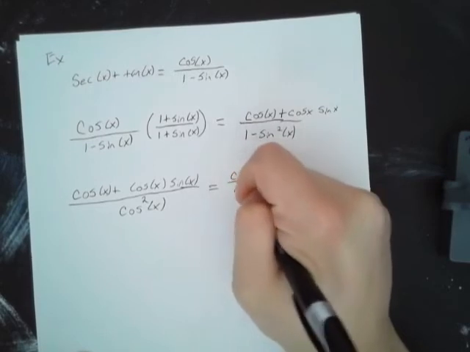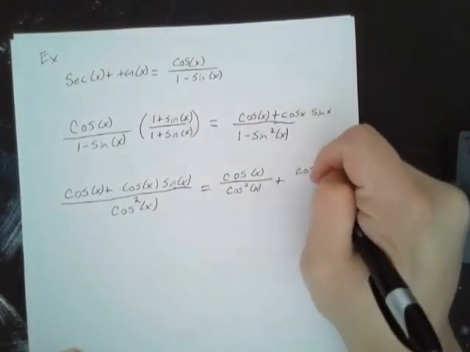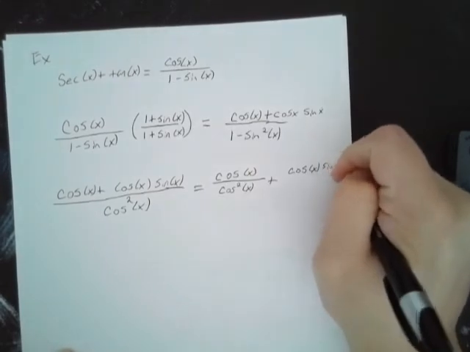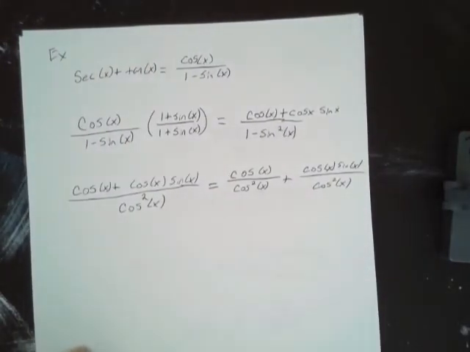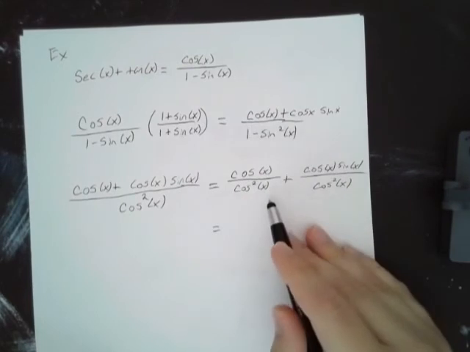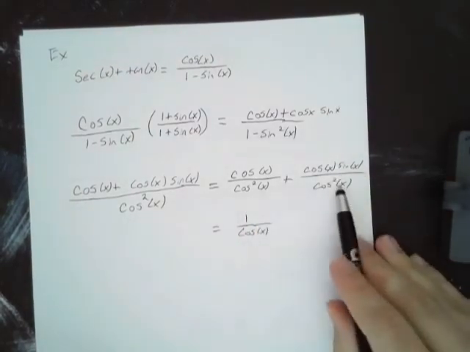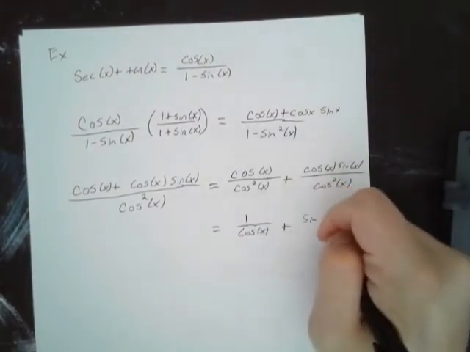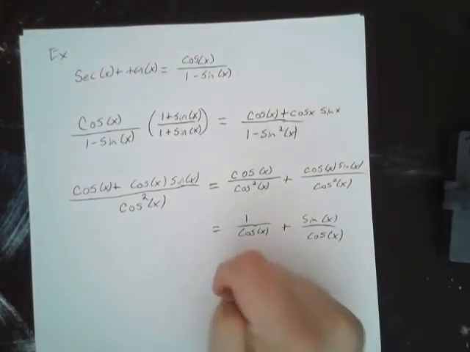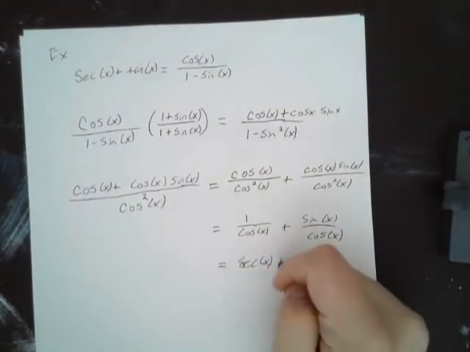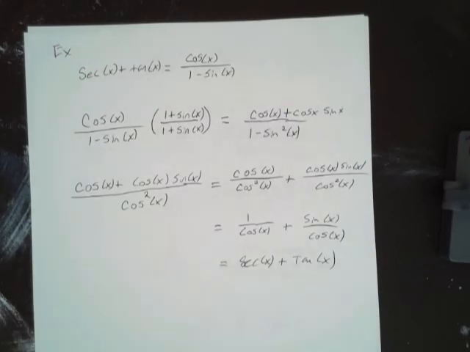into cosine of x divided by cosine squared of x plus cosine of x sine of x over cosine squared of x. So what this gives me is, cosine divided by cosine squared is going to be 1 over cosine. And my cosine and cosine squared are going to cancel and give me plus sine over cosine. Then I pop in my identities, and what I get is secant of x plus tangent of x, which is exactly what I was looking for.